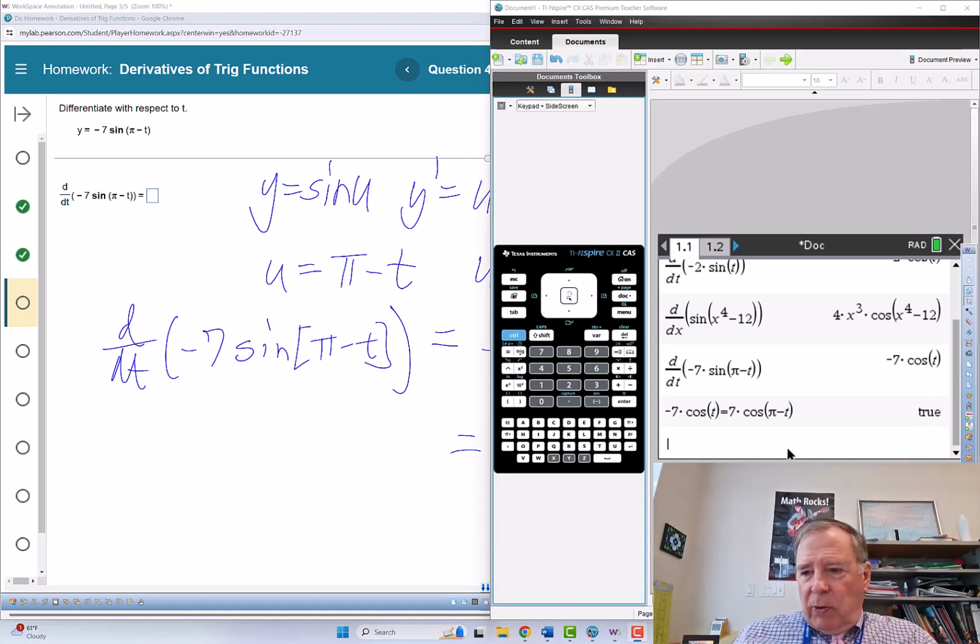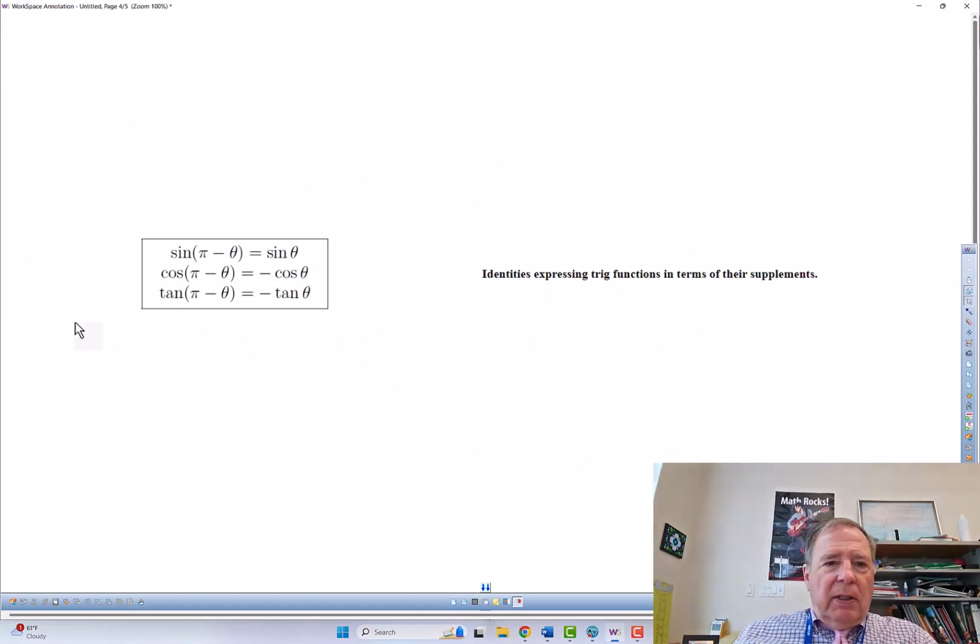So we're going to go to this set of identities, identities expressing trig functions in terms of their supplements. The supplement of an angle is 180 minus the angle, and pi radians is 180 degrees. So that's where that supplement comes from. Sine of pi minus theta is just sine theta. And this is the one we're working with: cosine of pi minus an angle is the negative of cosine.